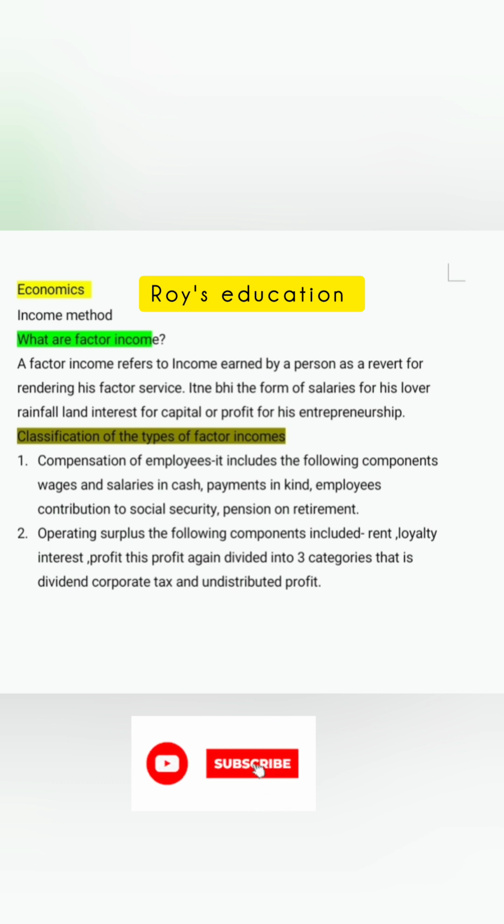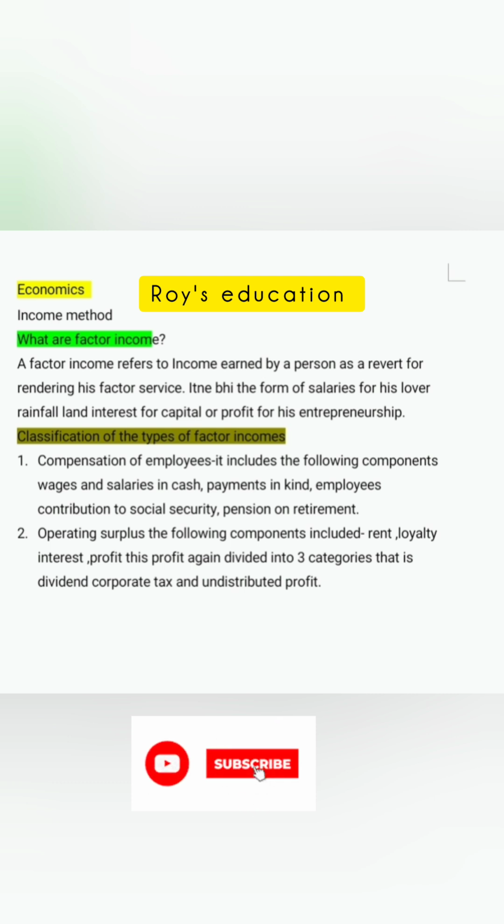Now let us understand the meaning of this word, factor incomes. A factor income refers to the income earned by a person as a reward for rendering his factor services. This may take the form of wages or salaries for the labor, rent for the land, interest for the capital and also the profit for his entrepreneurship.